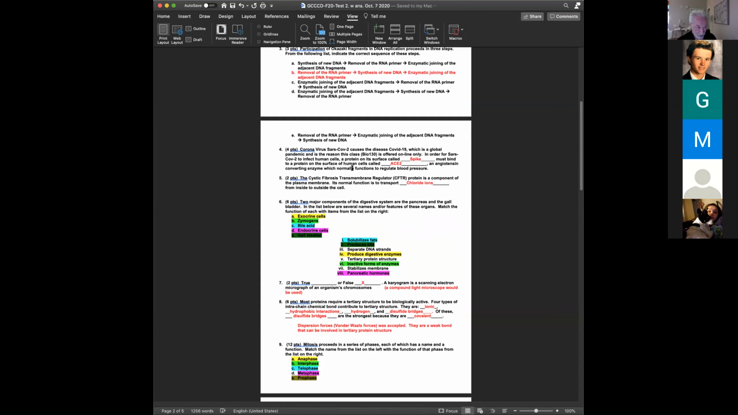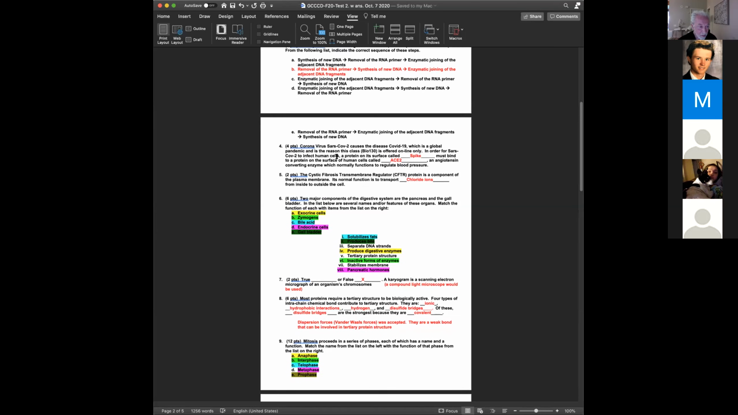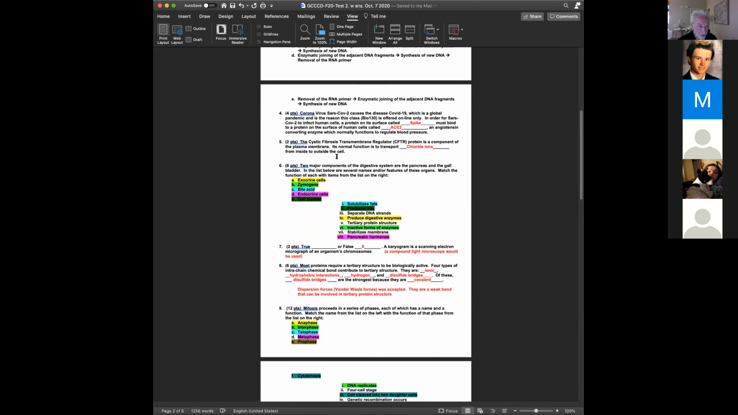Then we had a question about coronavirus. Most of you got this right. The virus particle has on its surface a protein called spike, which interacts with a protein on the surface of human cells called ACE2. And the answer is really given following the blank, angiotensin converting enzyme, ACE2. Then a question about cystic fibrosis. The CFTR protein transports chloride ions.